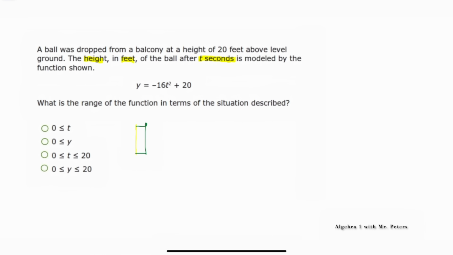This is 20 feet above the ground. We know the ground is basically 0 feet. So the highest it could go is 20, the lowest is 0. Answer choice A, B are gone. Now, we know it can't be C because C has the variable t, which is time. So automatically that's eliminated because we're not talking about time. We're talking about y, which is feet.